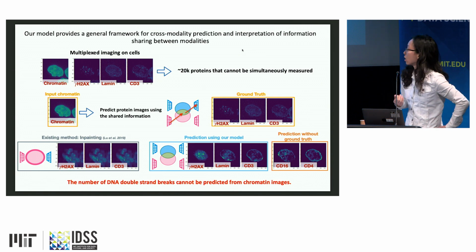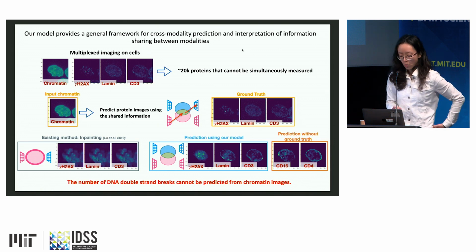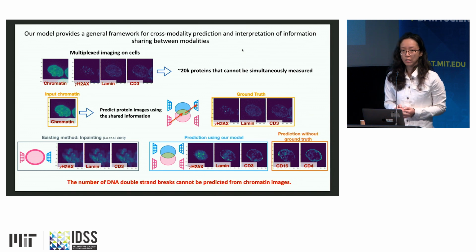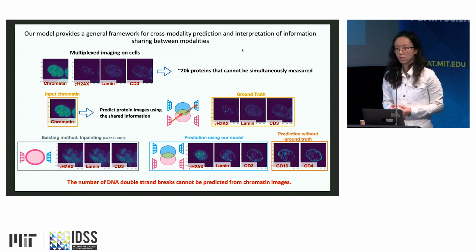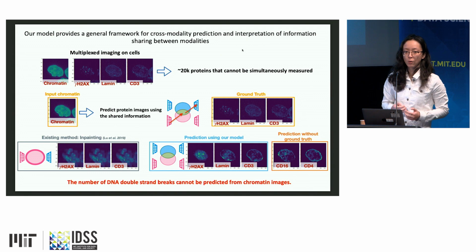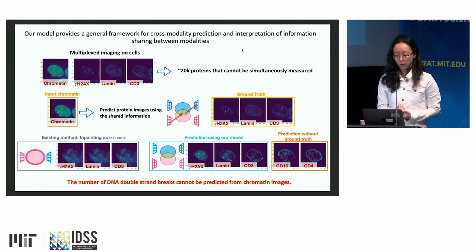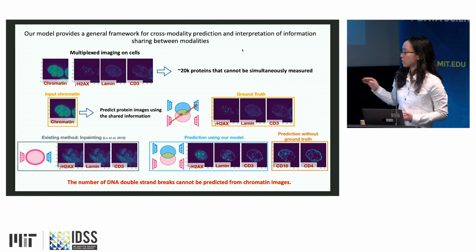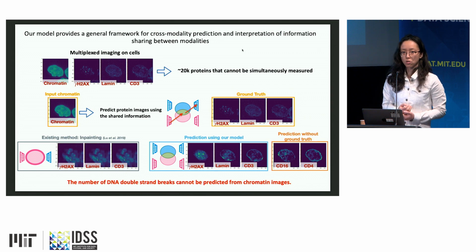So beyond cross-modality prediction, our model is also able to let us interpret what information of the cell is captured in the shared space and what information of the cell is captured only by a particular modality. And this helps with experimental design. For example, if we want to understand a feature of cancer cells, namely the number of DNA double-strand breaks, and we want to see if we need to measure a particular protein marker of this feature, or if we can predict the protein marker of this feature directly from chromatin, we can look at the shared latent space between the chromatin and protein. When we looked at the chromatin and protein, we found that the number of DNA double-strand breaks, which is a marker of cancer cells, is not in a shared space.